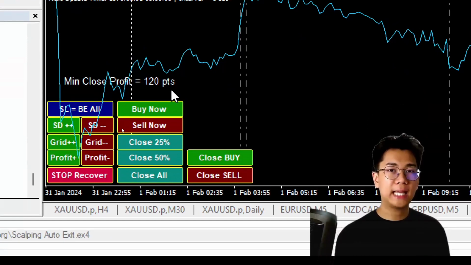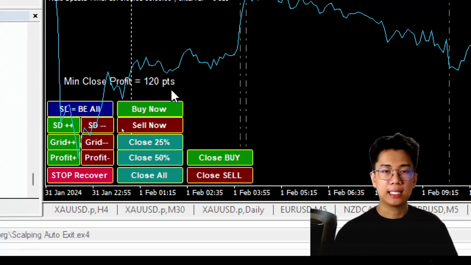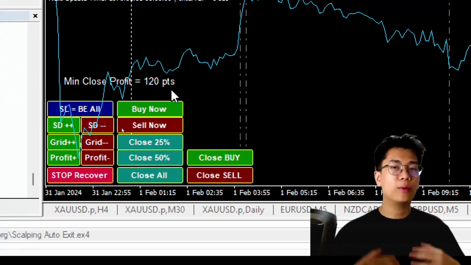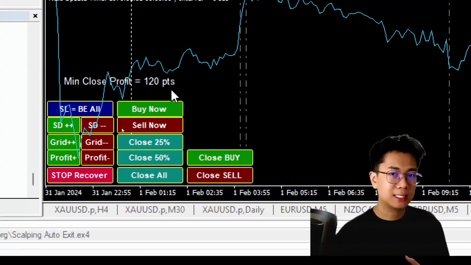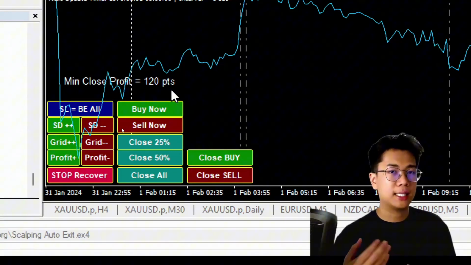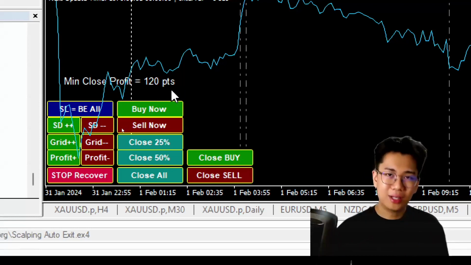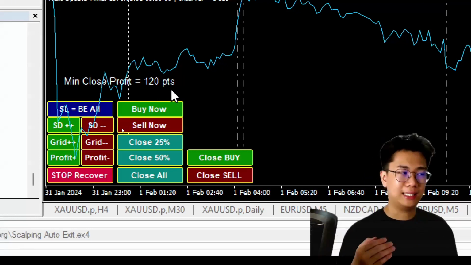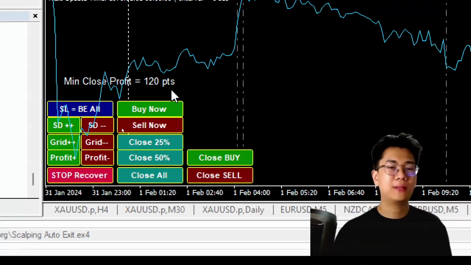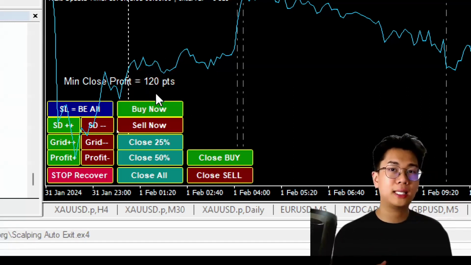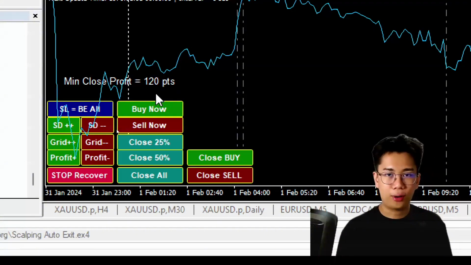This is what we call hidden take profit. The profit that we would like to take after this, and then only close when there is a signal. I have to repeat again: only close when there's a signal. It will not simply close based on this. It will only close when it sees that opportunity after 120 points.